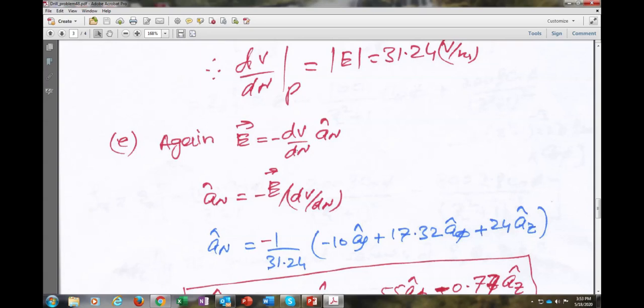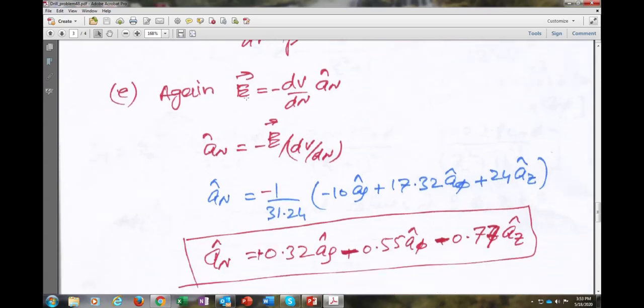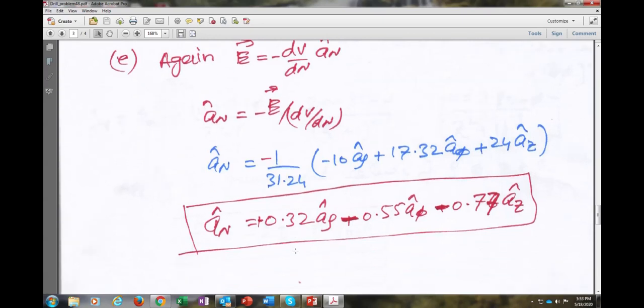Now again, how to obtain the unit normal? So that is very easy. Using this expression, E equal to minus dV by dN times a N unit vector, divide this whole expression by dV by dN. We know the electric field, and we also know the magnitude of electric field, so just divide the electric field by its magnitude, so we could obtain the unit normal.